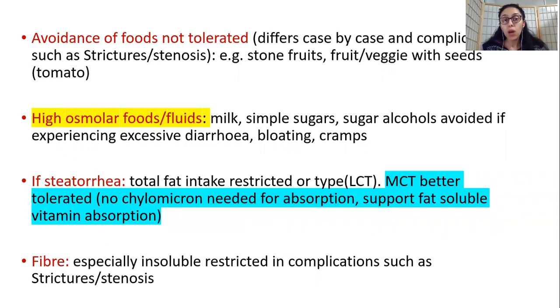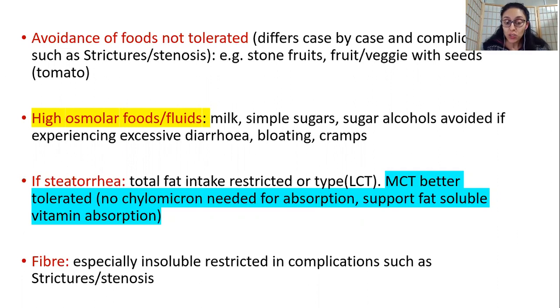Then patients may need to avoid foods which are not tolerated, especially if you have strictures, fistulas and stenosis. The patient may not be able to tolerate highly fibrous food, or foods which have tiny seeds, like stone fruits. With stone fruits, at least you're cutting it and not eating the stone which you have in a plum, right? But things like tomato or cucumber, which have very tiny seeds that are edible and we eat them, the patient may not be able to tolerate.